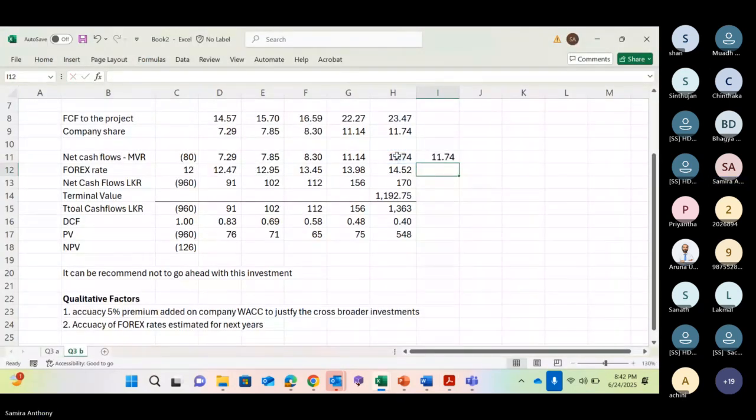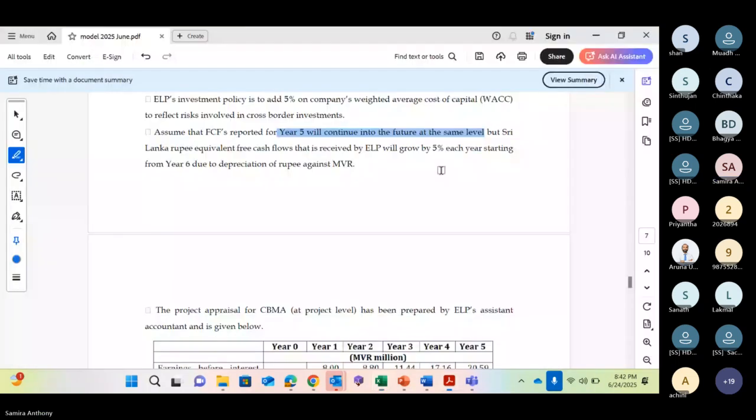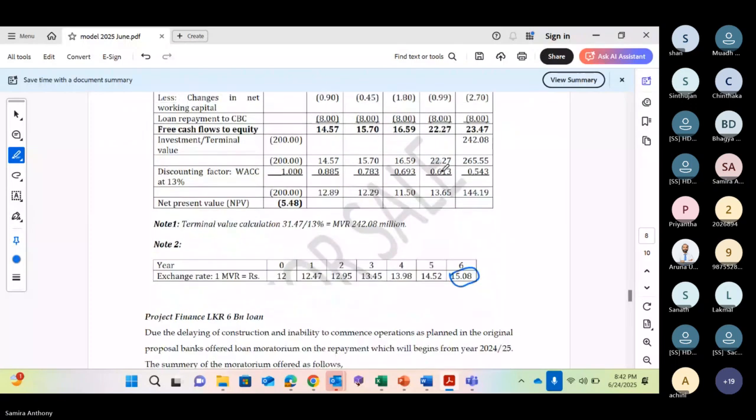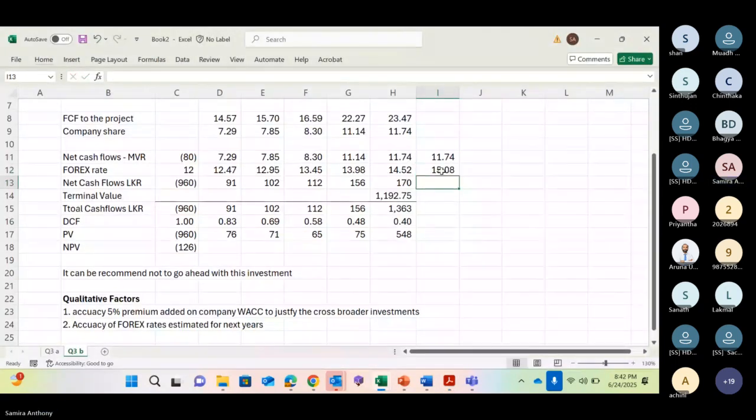Got it? But the exchange rate for the 6th year was 15.08. That means the Sri Lankan rupee value would be 177. Here we considered 170. That's the mistake we made. Therefore, here you have to take 177. Is that clear, Hanifa? Yes, sir. Varuni?